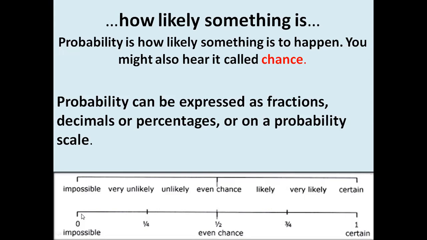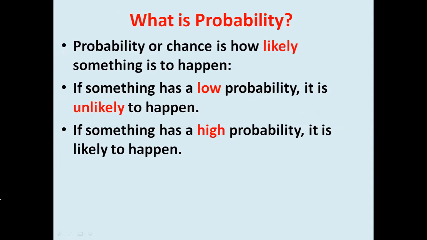The 0 means impossible. Impossible, it will never happen. Like for example, if I ask you, what's the probability that it's going to rain in August? Mostly it's actually 0%. It's impossible to rain in August unless something unusual happens. Okay. What's the probability?